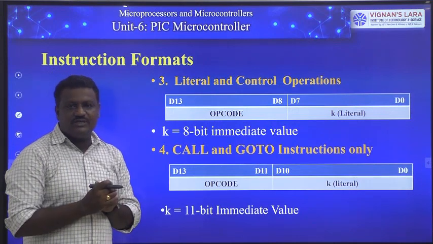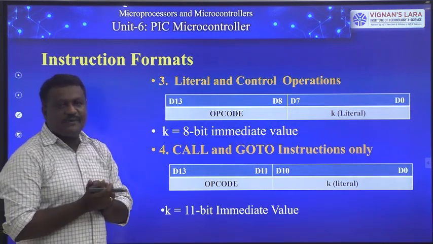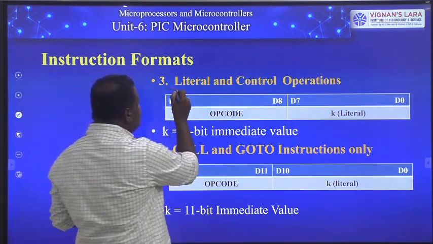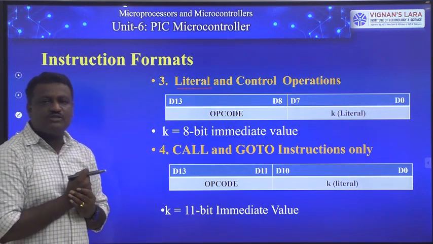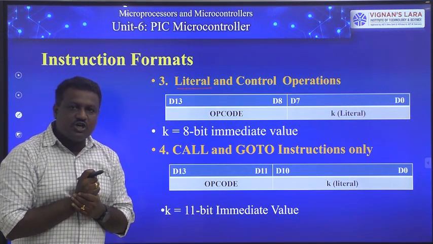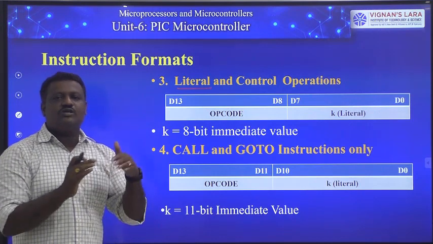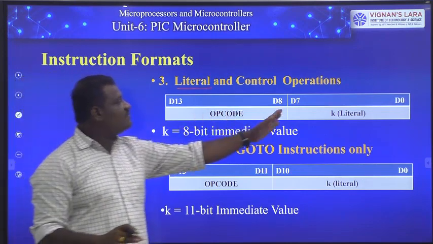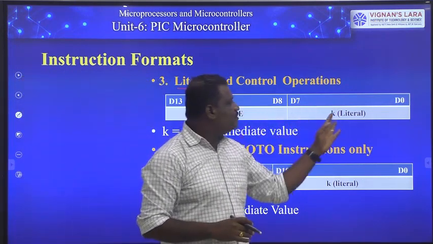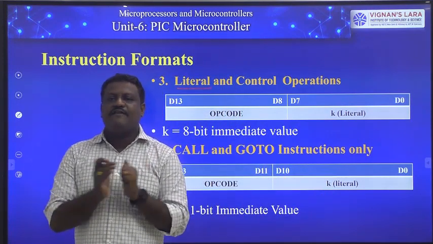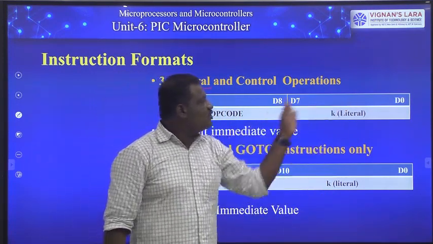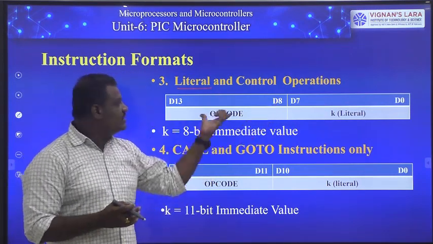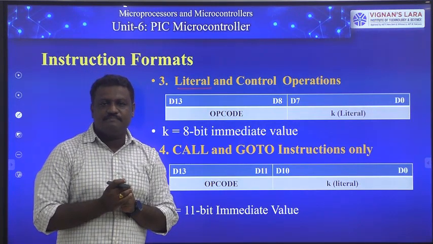Next I can go for the third one, literal and control operations. Especially here I would like to represent a format for literal based operations or constant based operations. Those are our 3.8 instructions. The format is like this. Here I have only 2 fields. One field is for representation of the literal or constant, the K field of size 8 bits, that is D0 to D7. We are left with another 6 bits, that is D8 to D13. These come under the operation code field.